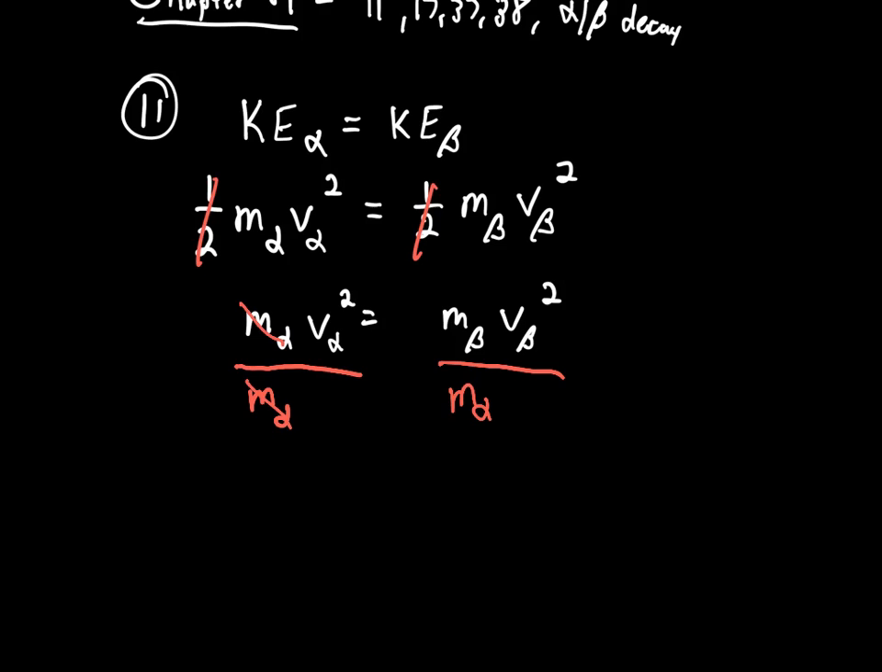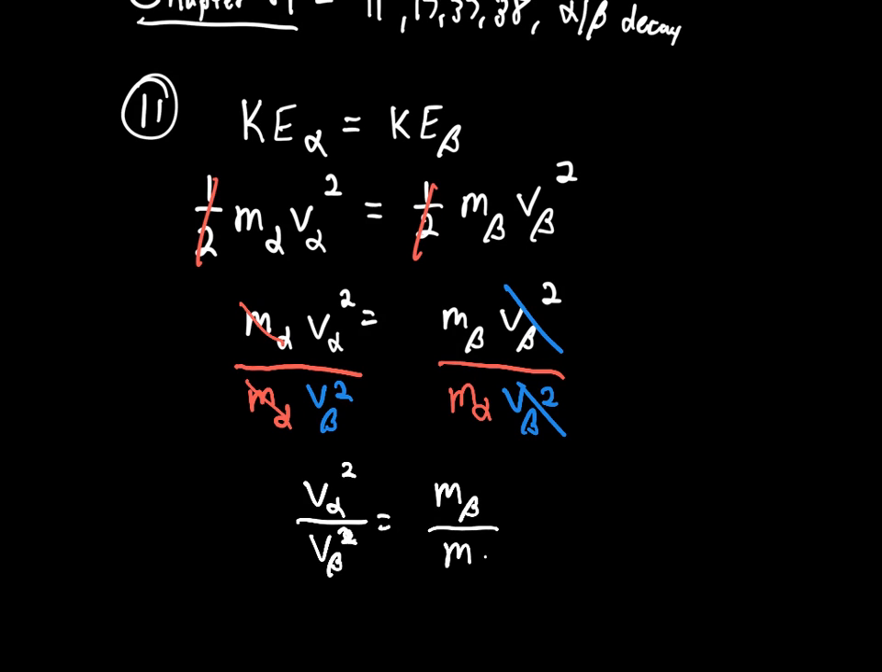How do I get now all the velocities onto one side? What do I need to divide by? V beta squared. Velocity of the beta particle squared. And if I do it to one side, I have to do it to the other. So the V betas are going to cancel on the right-hand side, but they're going to be left on the left-hand side. Yep. All in one fell swoop. So now we have velocity of the alpha particle squared over velocity of the beta particle squared equals mass of the beta particle over mass of the alpha particle.